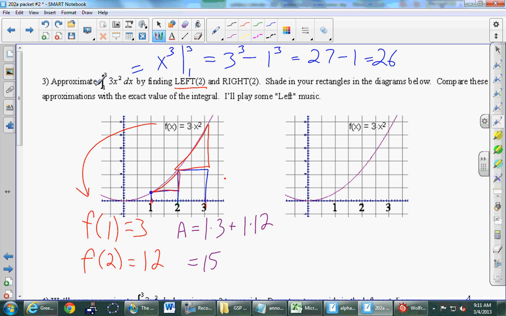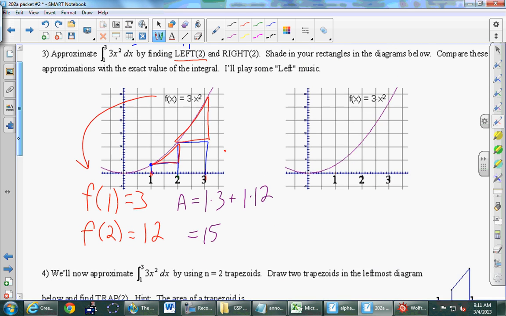So how could you do better with left rectangles? More of them, right? Using 2 of them was very rough. Use 20, use 200. You don't want to do it by hand, but technology can do it no problem. Okay, right rectangles, it's the same idea. I'm going to skip it unless people really want to see it. Just a matter of drawing 2 different rectangles, but this time have them go to the right-hand side of each interval.